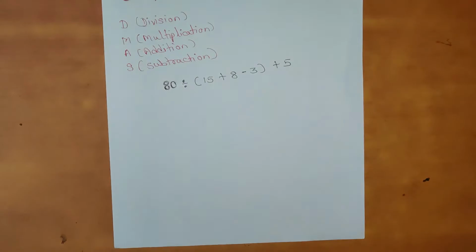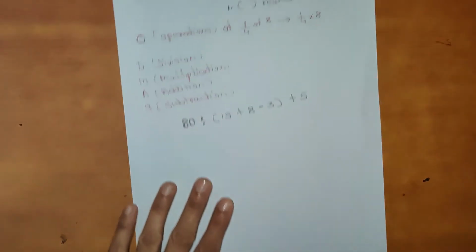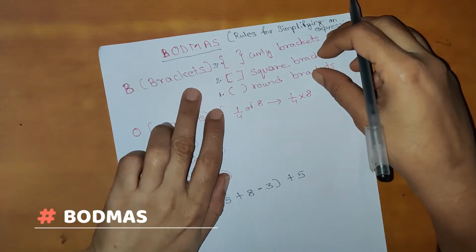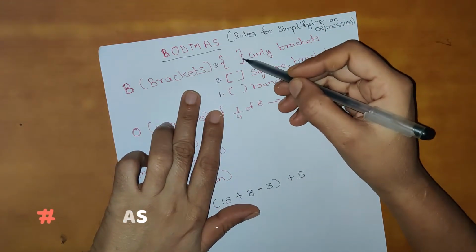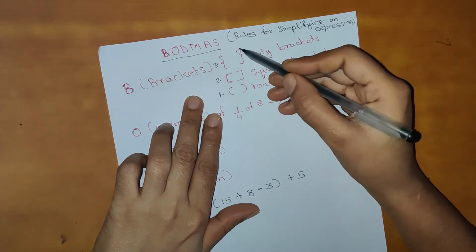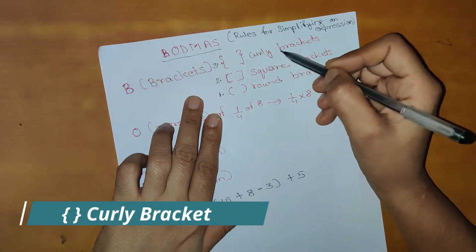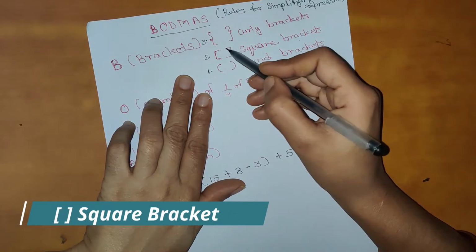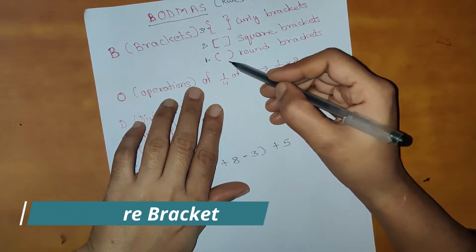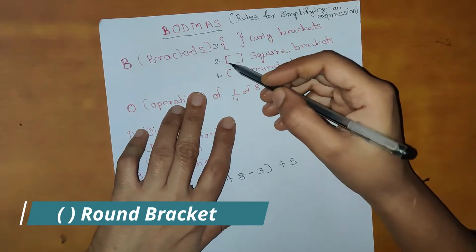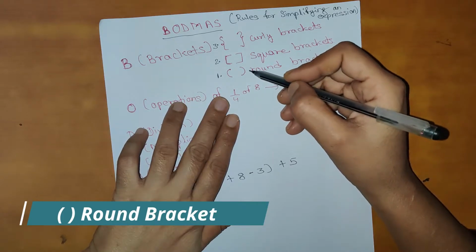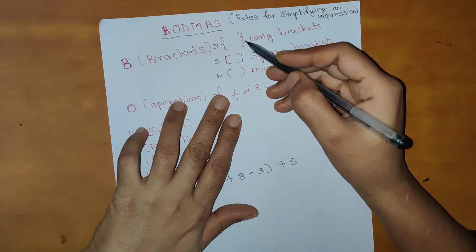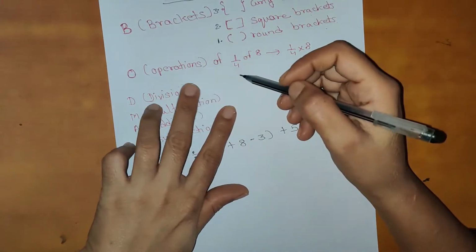For example, BODMAS. B means brackets. There are three types of brackets. Curly brackets, if you see the shape, it is curly. Then square brackets, which look like a square. And then round brackets. When we are solving the brackets, we have to solve the round bracket first, then the square bracket, and finally go for the curly bracket.